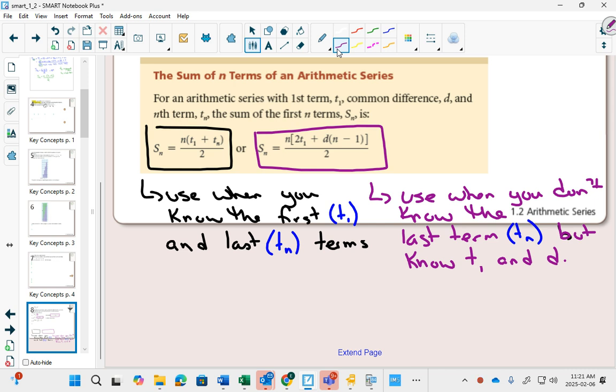sometimes you'll know the last term, but sometimes you'll only know the first term and the common difference. So these 2 formulas are helpful that way, because sometimes you'll know one and not the other. Then you can use the second formula. So with that, we are ready to look at example 1.